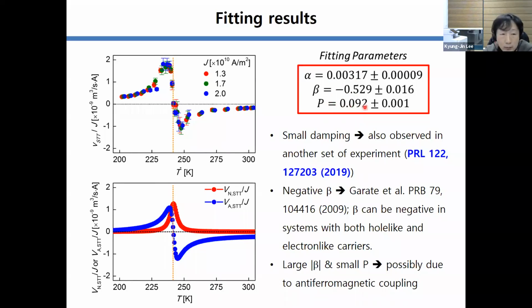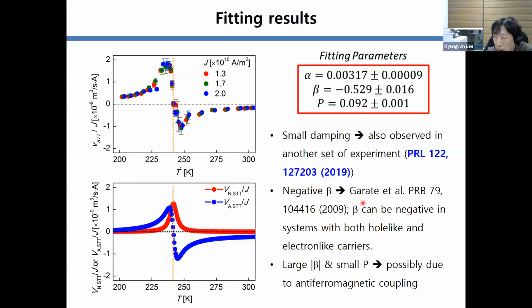So polarization 0.1 is reasonable, but first of all, the damping, we thought the damping is too small, so we carried out another independent measurement to determine the damping, and in this paper we found that damping is 0.007, which is twice different, but still the same order of magnitude, which means that the damping is very small in the ferromagnet. A very surprising fitting result is this beta term.